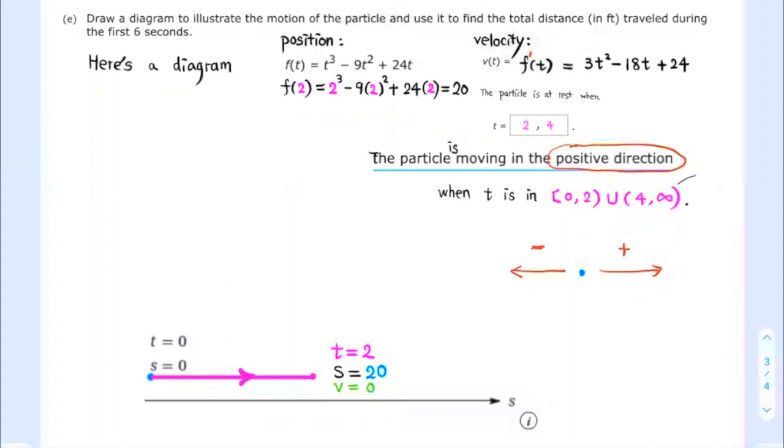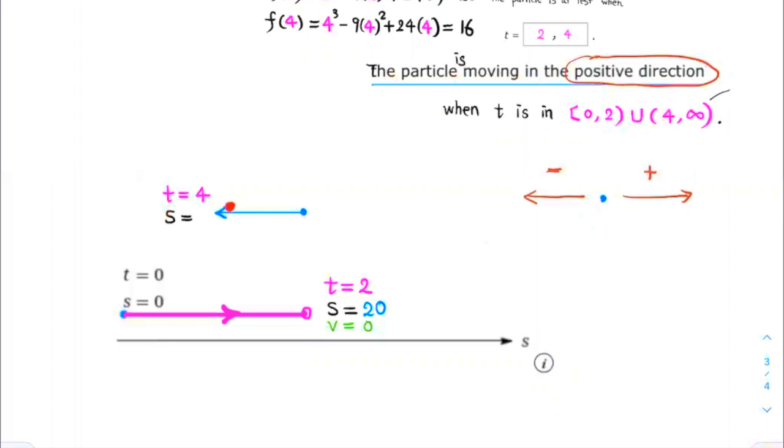Between the time 2 seconds to 4 seconds, the particle is going to move in the negative direction, which in this case means moving to the left. So we make an arrow pointing to the left, which means the particle is moving in the negative direction. When t equals 4, substituting 4 into the position function, we get the position equal to 16 feet. So s is equal to 16.